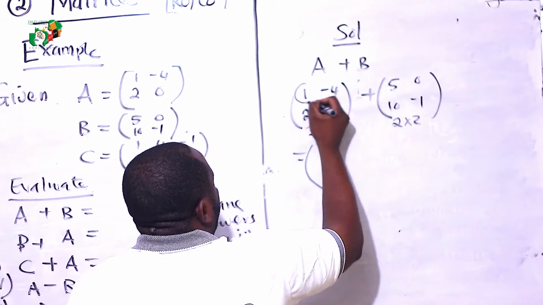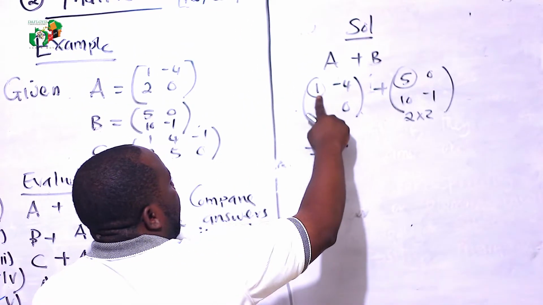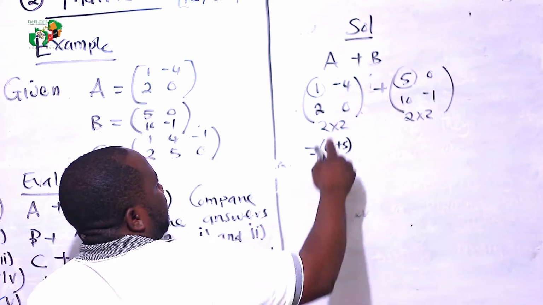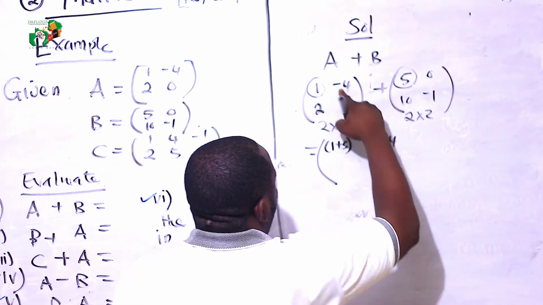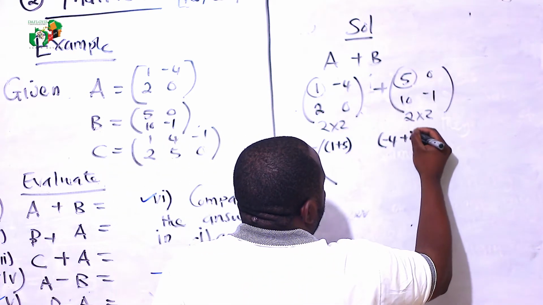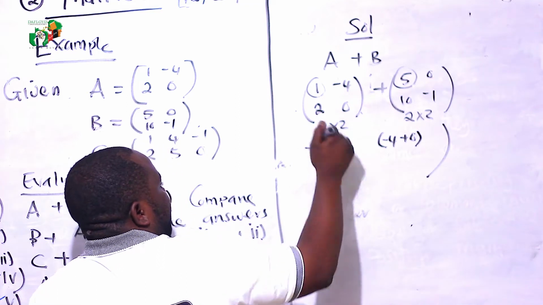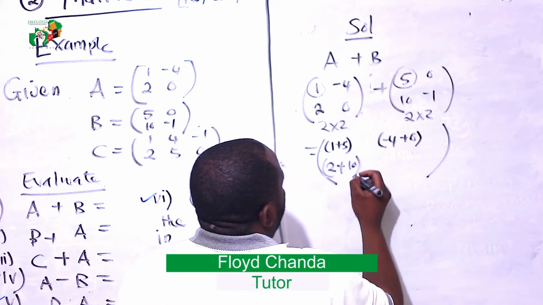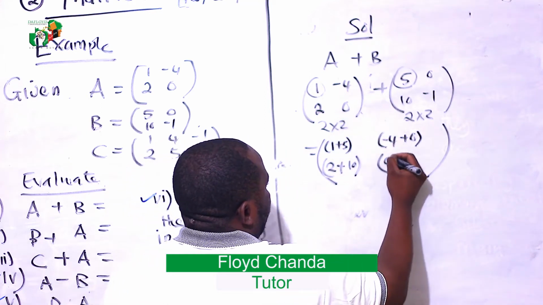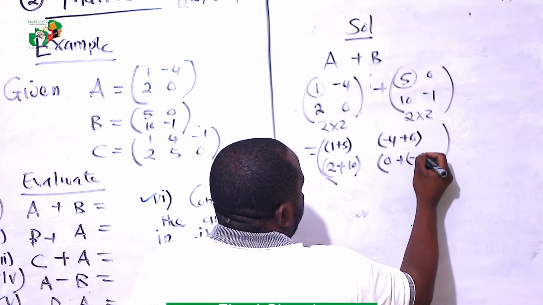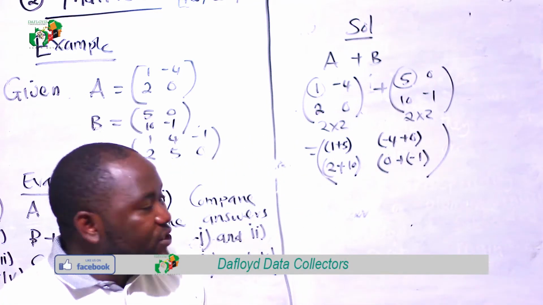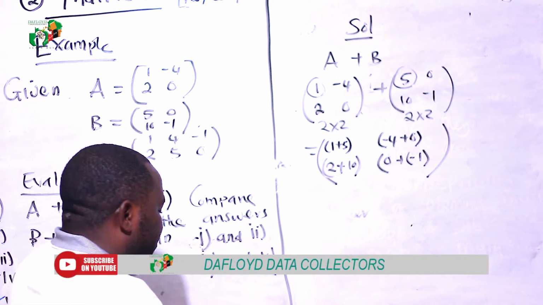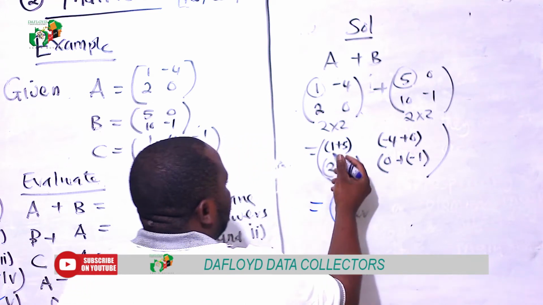So we start. 1 corresponds to 5, so it will be 1 plus 5; we maintain the position. We skip here. We have negative 4 plus 0. Keep that position. Then you have 2 plus 10. Then we have 0 plus negative 1. You see, our first topic is following us. So we have to practice over and over so that we don't fail.